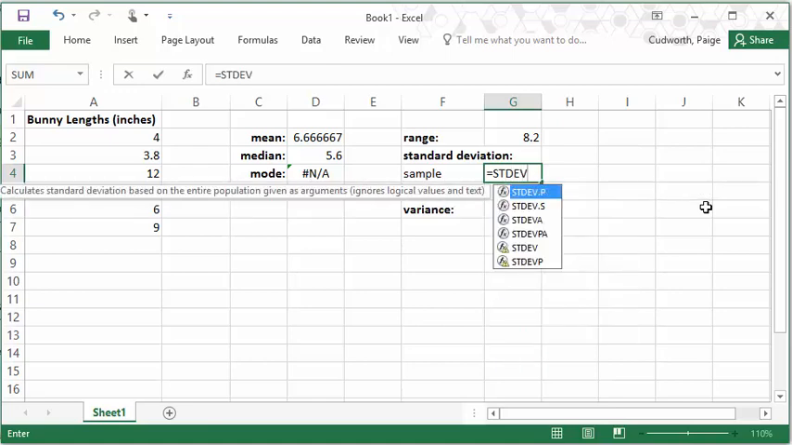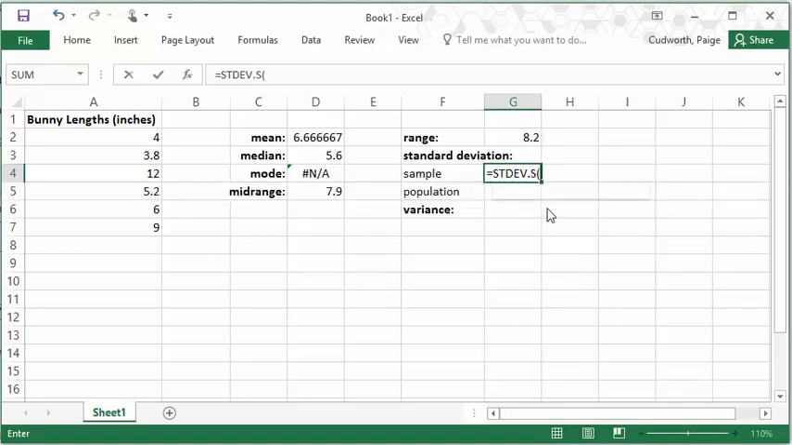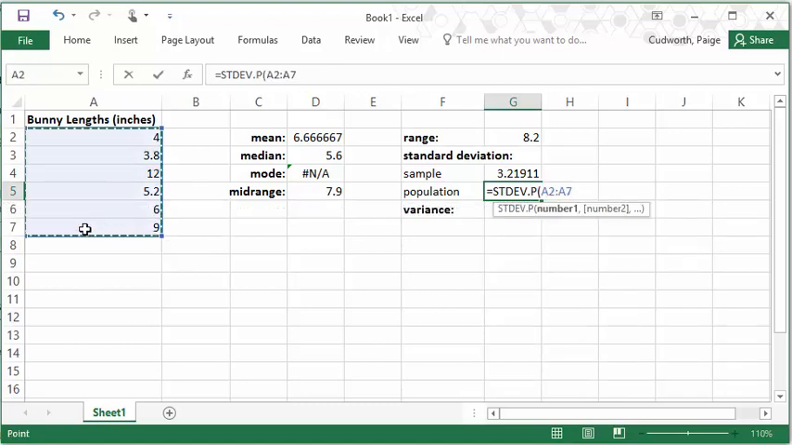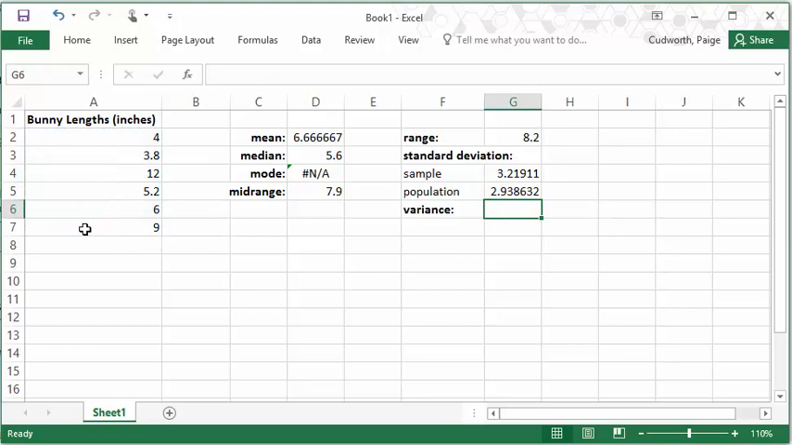STDEV, or standard deviation, STDEV, dot, and then you'll see there's two options, .P or .S. The .S is for a sample standard deviation. So if I do STDEV.S, parentheses, and then highlight my data, that will give me my sample standard deviation. If you are dealing with a population data set, you can also use the population version, equals STDEV.P. And it does the same thing, but just with that small correction for a population.